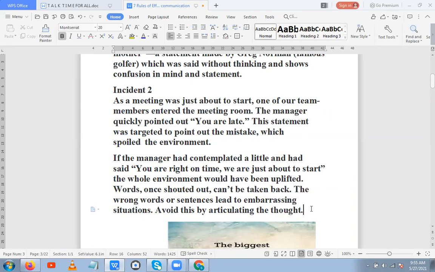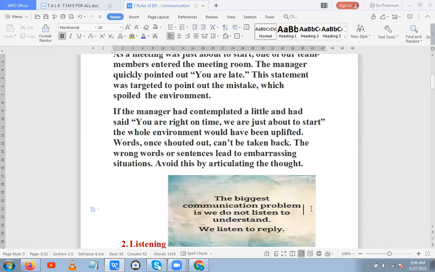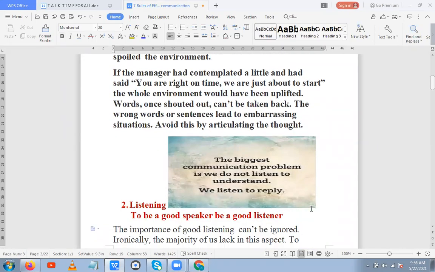And with words, we can set things right. We can sort out problems. So this was the articulation of thoughts. Ma'am, here contemplated means to think about something, to think before speaking. Yes ma'am. Had you thought about it?